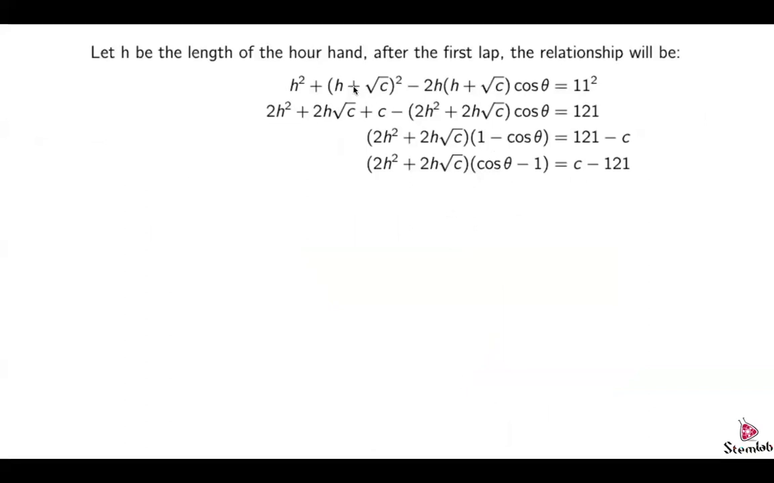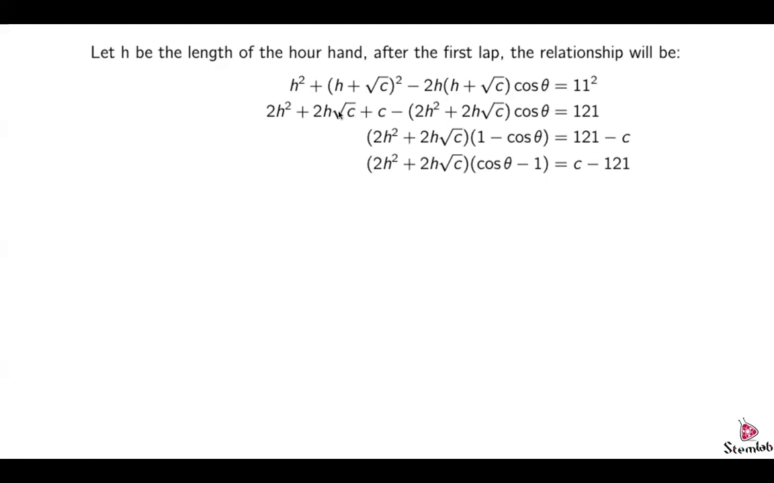So after the first lap, we can express the relationship as the square of the hour hand, if we let the hour hand be h, plus the square of the minute hand minus twice the hour hand times the minute hand times cosine theta, which is the cosine of the included angle, which should now be equal to the square of the distance of the tips, which is 11 squared.